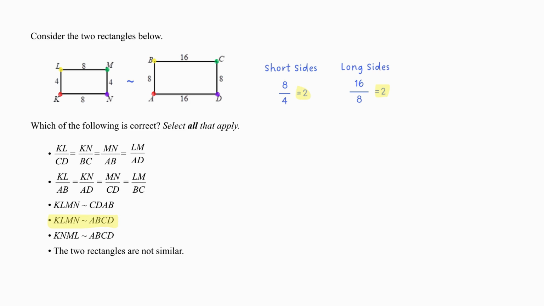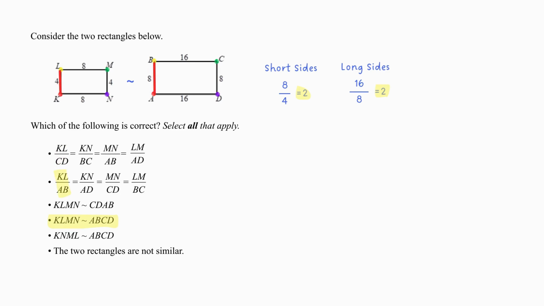For a proportion to be correct, the top and bottom of each fraction must be matching sides. Look at the first option. We have KL over CD. KL is a vertical side equal 4, and CD is a vertical side equal 8. Although both are vertical sides and their ratios match, they are not following the same order of letters, as KL corresponds to AB.